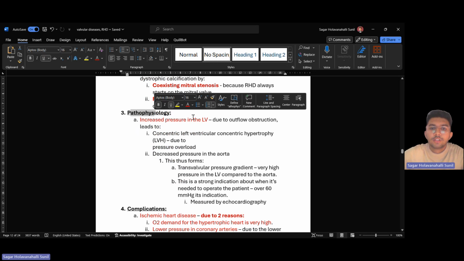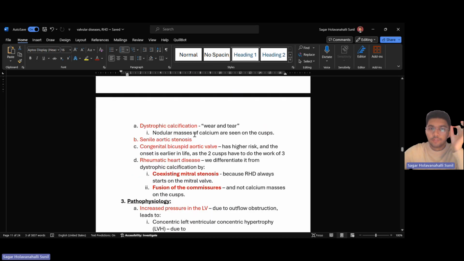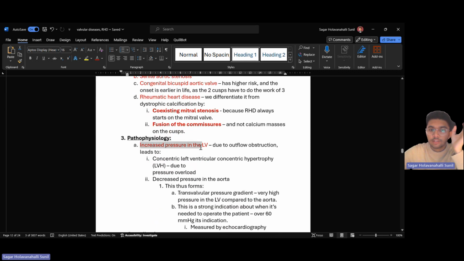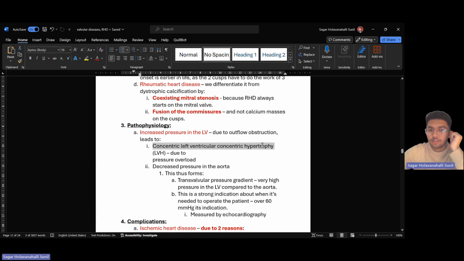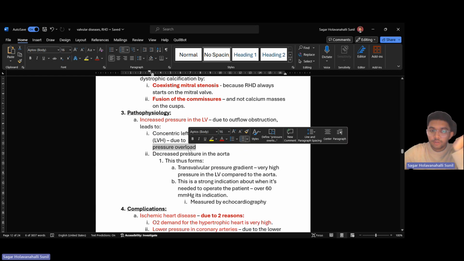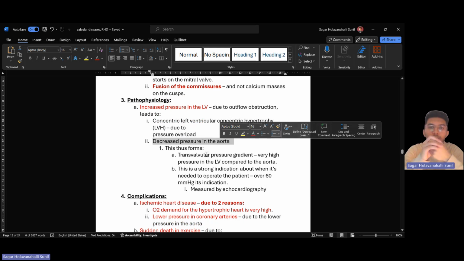Now, the pathophysiology. We're talking about aortic stenosis, so narrowing of the aortic valve, which means increased pressure in the left ventricle due to outflow obstruction, leading to concentric left ventricular hypertrophy. Pressure overload will be there. There'll be decreased pressure in the aorta because when there's stenosis, not much blood is getting into the aorta. Now, here's what's happening. When not much blood is getting into the aorta, there will be lower blood pressure in the aorta.